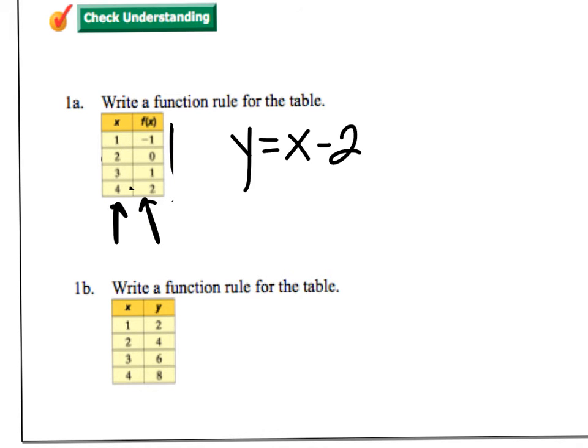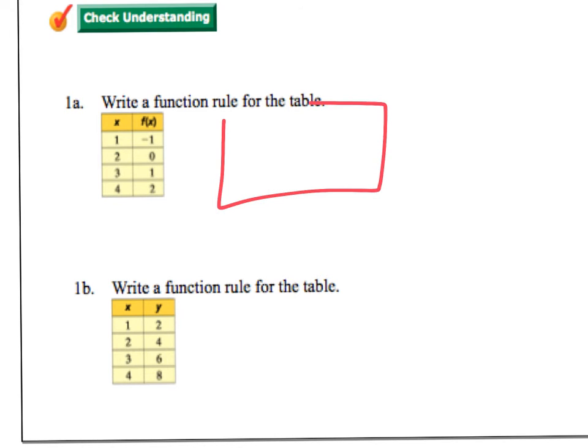Well, that turns out to be the case, and you should always check yourself to make sure you're actually right. Do a quick little mental check. So if I put in 1 and take away 2, I end up with negative 1. If I put in a 3 for x and take away 2, I do end up with 1, and so on. So this actually does work, and we can say that that's our function rule for that table.